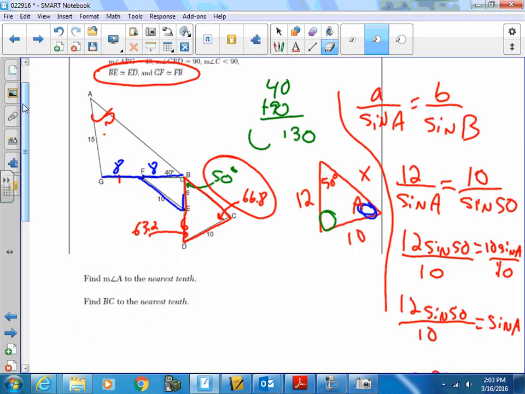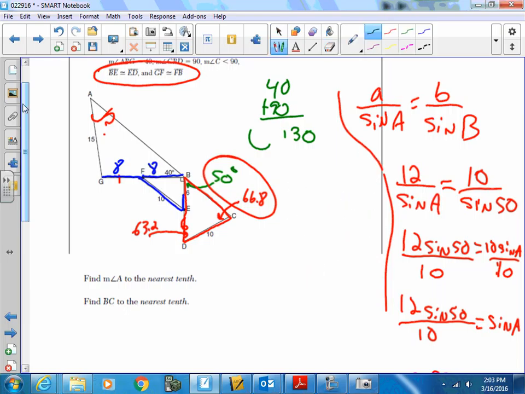All right. So now our triangle. Now we know everything about the triangle except for that one side. So I'm going to draw this triangle again, because now we know so much more about it. So it's basically like this, somewhat. This is 10, this is 12, this is x. Now we know that this is 66.8, this is 50, and this is 63.2. Now we can do our law of sines to find x.